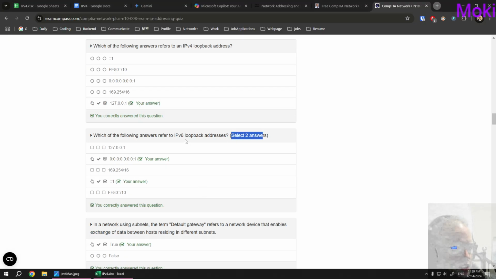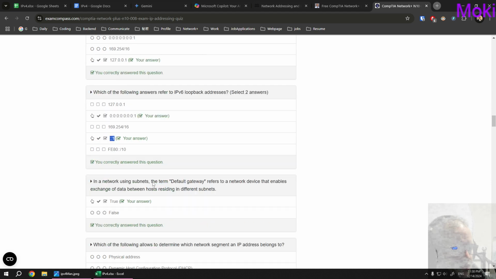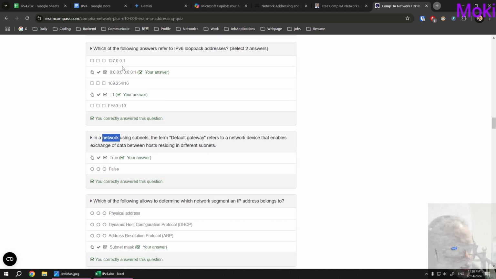We have two answers here. IPv6 loopback. It's a little different for IPv6. It ends in a 1, and since the rest are all zeros, it's just a double colon. And in a network, I don't even know why anyone would use this. Maybe just to be clarified.